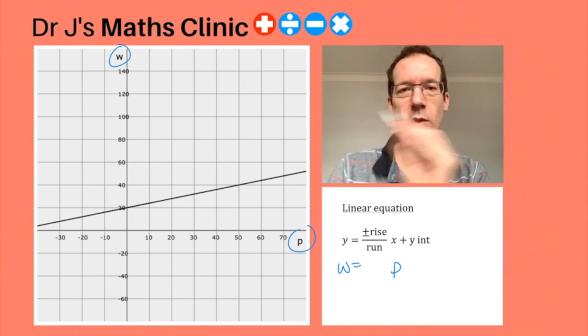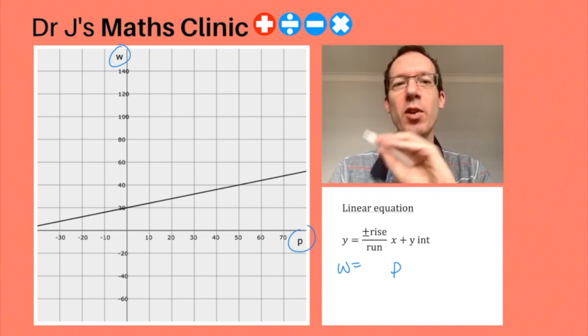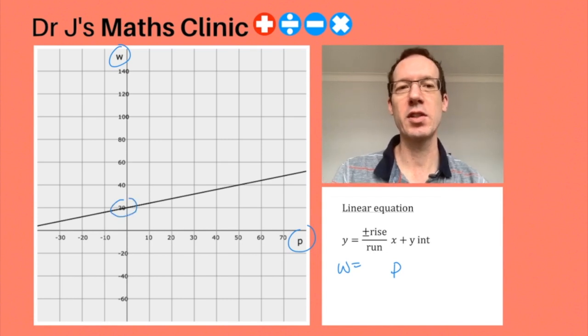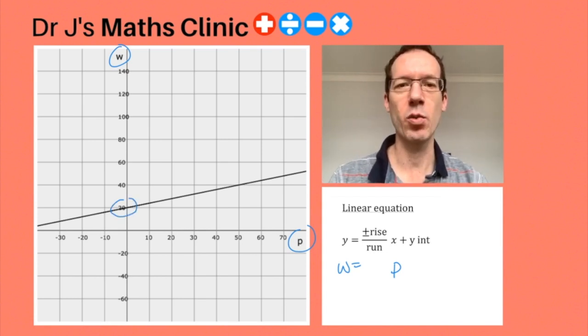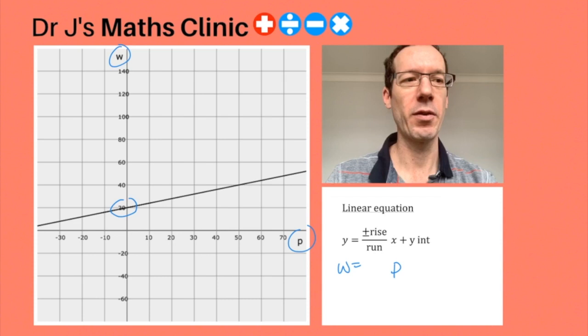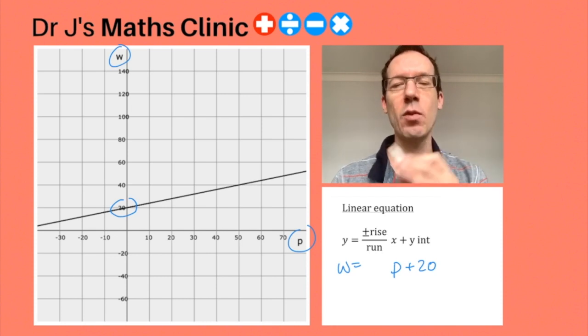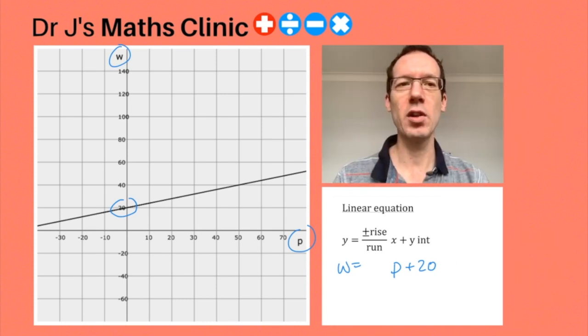Next step, go straight for that y-intercept or w-intercept on this graph. I'm going to circle it here. That's where it crosses the vertical line. You'll see it's the number 20, so I can immediately fill that in as plus 20 over here for the y-intercept.